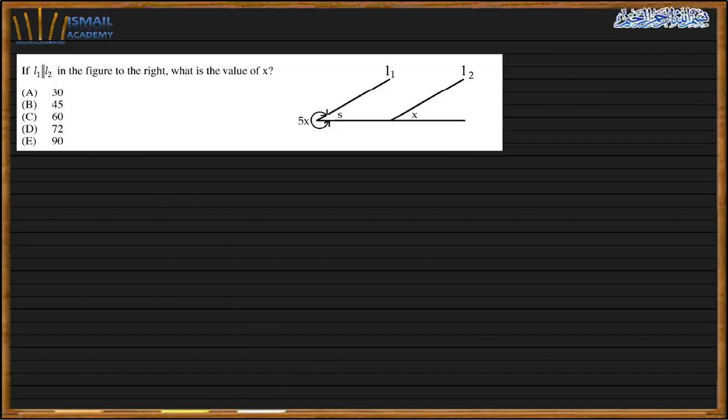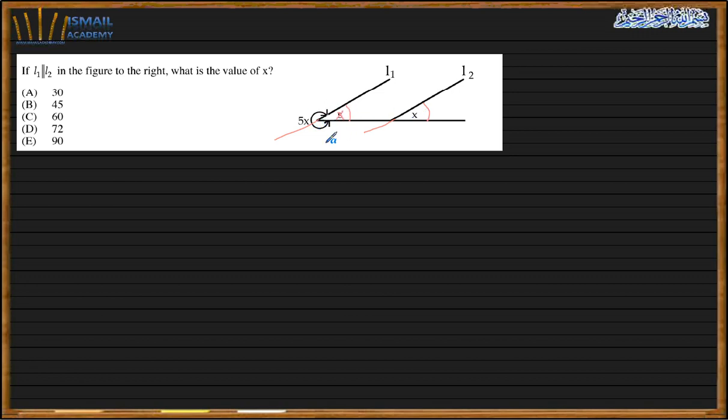Next question. If L1 is parallel to L2, so those two are parallel, what's the value of x? This and this are congruent because they are corresponding angles. If those two are parallel and we have a transversal line, if I extend this, you see, this becomes a transversal line. So those two angles are corresponding angles, and if the lines are parallel, corresponding angles are congruent. So this is in fact x.